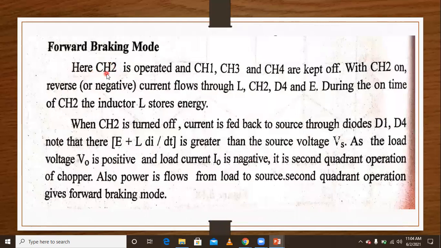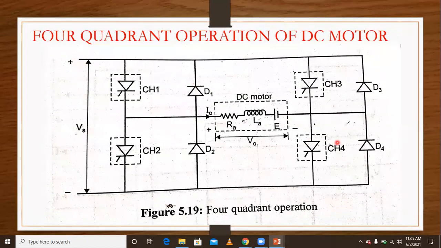In forward braking mode, first CH2 is operated, and CH1, CH3, CH4 are kept off. If CH2 is on, the current reverses. It is under generating mode. That's why the current reverses, and flows through the inductor, chopper CH2, D4 and E during the on time of chopper CH2, and the energy stored in the inductance increases. When chopper CH2 is off, the current is fed back to the source, and diodes D1 and D4 are turned on, and the current is in this direction.